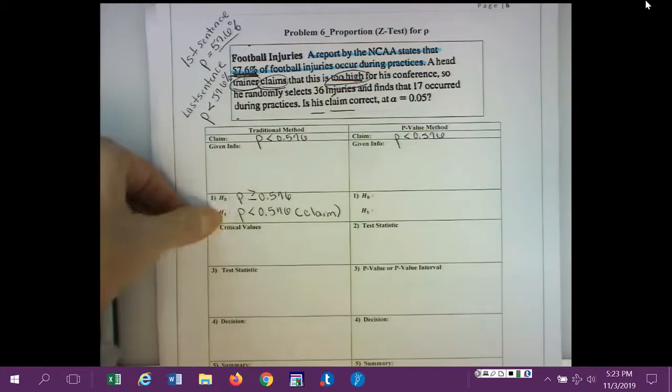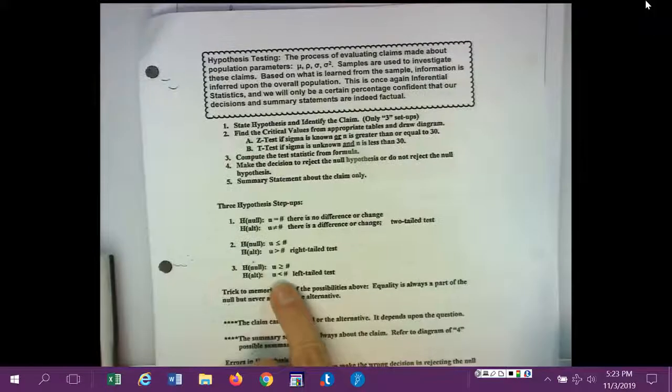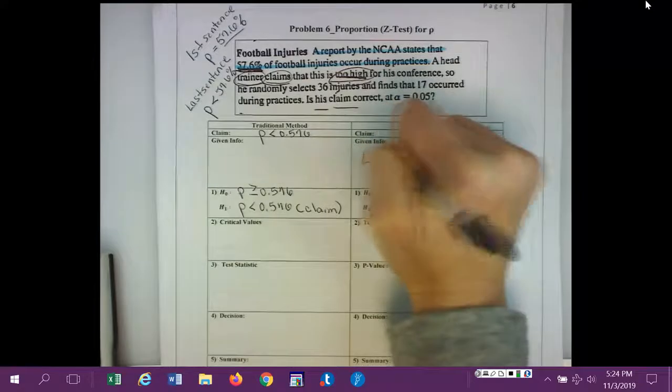So this is the claim. The opposite of less than is greater than or equal to if you look at your possible statements. And we know that too high must mean less than. Therefore, the null is greater than or equal to. So I'm going to name it. It's a left-tailed proportion z-test.